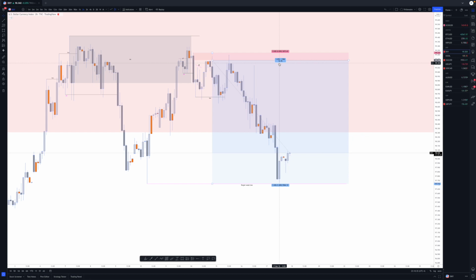There are multiple students that are going to be passing their funded accounts, all from one trade, right?